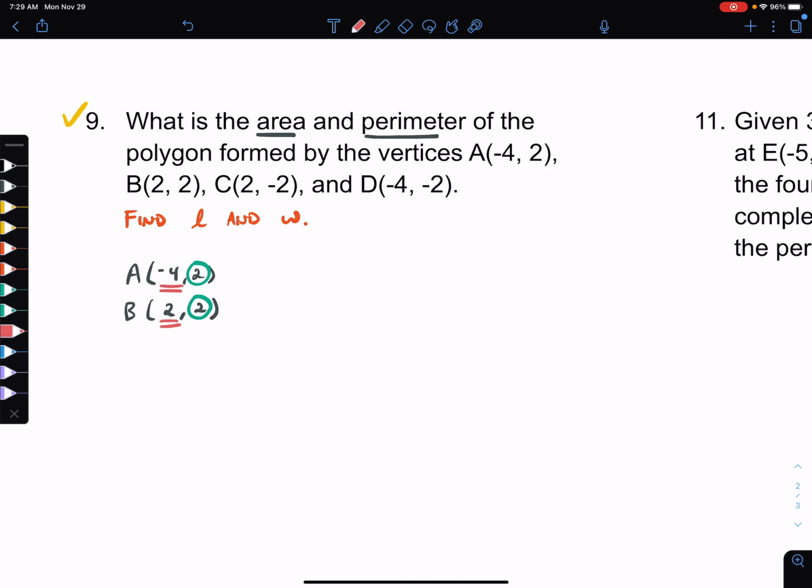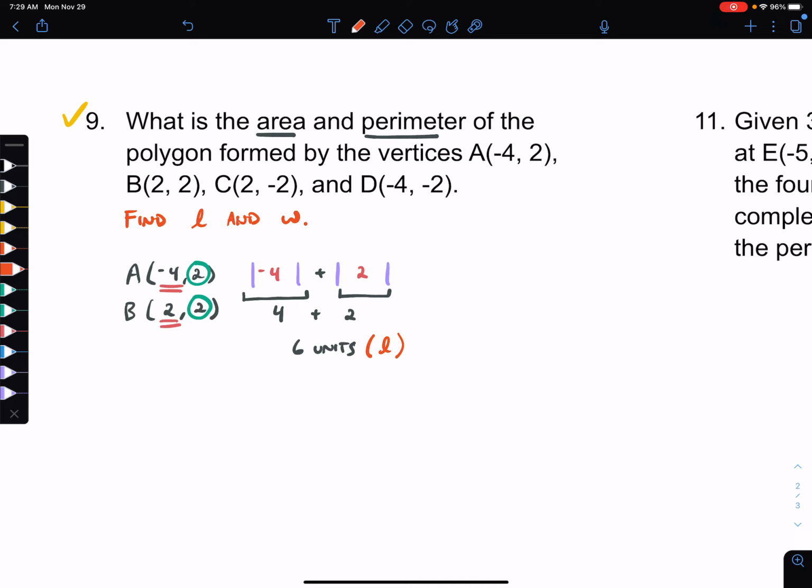Okay, so if we go ahead and do that, they're in different quadrants. So what we're going to do is add their absolute values. So let's take this -4 and +2. The absolute value of -4 is +4, and the absolute value of 2 is going to be 2. So 6 units is going to be one of them. Let's call that the length maybe. And so that's between A and B. And so that's going to be the length. And let's see what else matches.